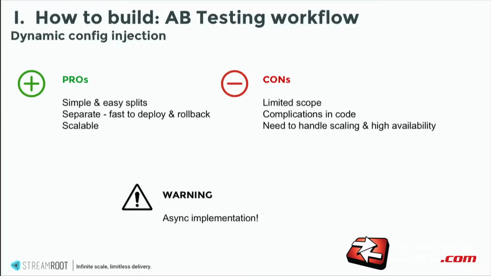So this method has a lot of advantages. The biggest one is that it's very easy to set up and use because basically you just work with a simple config file. It's also easy to deploy and to roll back frequently because it's a completely separate service from your player build. And finally, it's also very scalable because the only thing that this A/B testing service does is basically send a 20-line config JSON at the beginning of each session of your users.